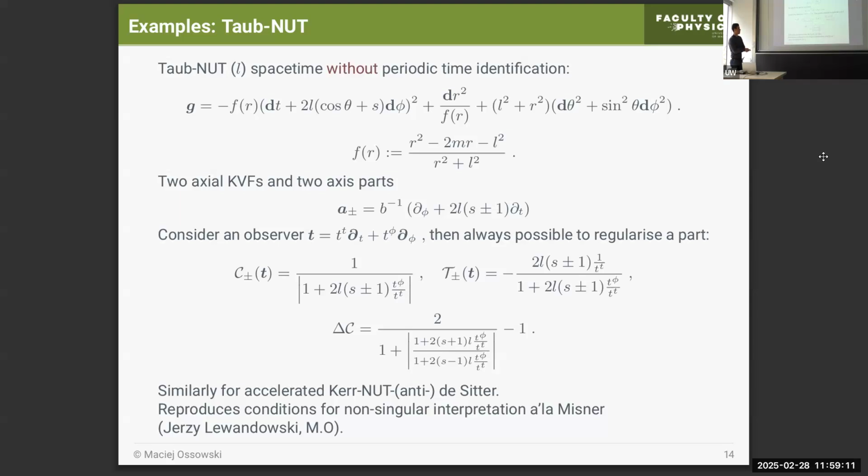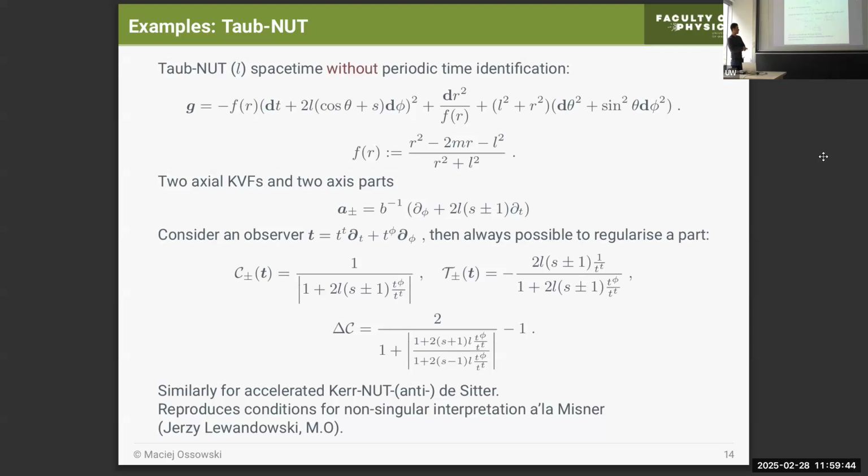And even the difference of conicities has the explicit dependence on the tt and the t phi, which tell us which observer we have calculated those quantities with respect to. So this is the simplest case with the knot parameter, and very similar results, with some additional functions appearing, however qualitatively the same, follow for the accelerated Kerr-NUT-AdS.